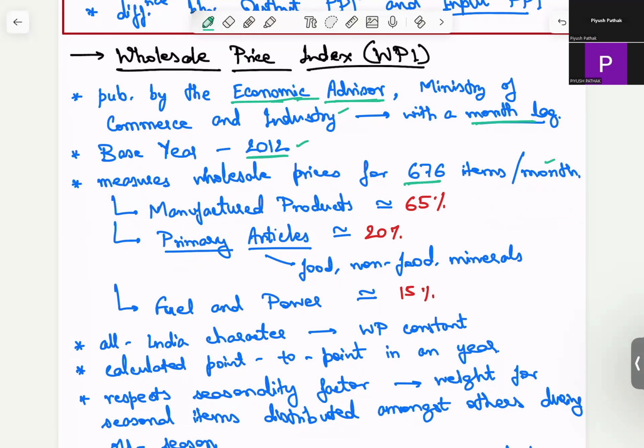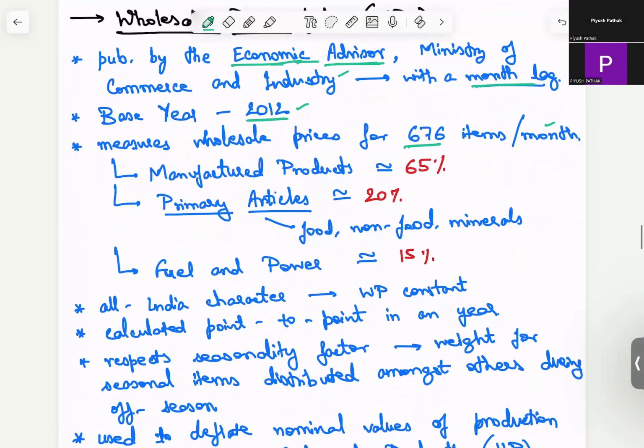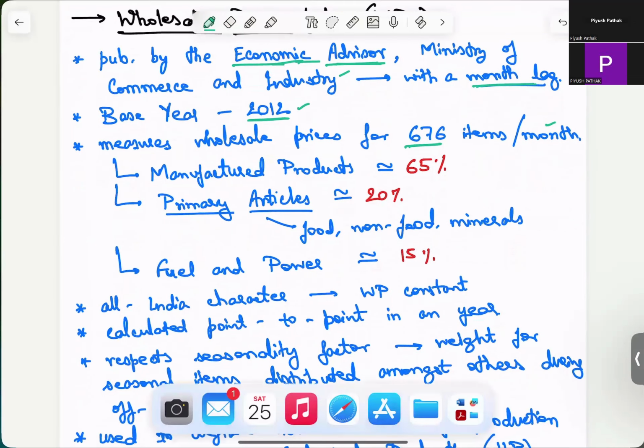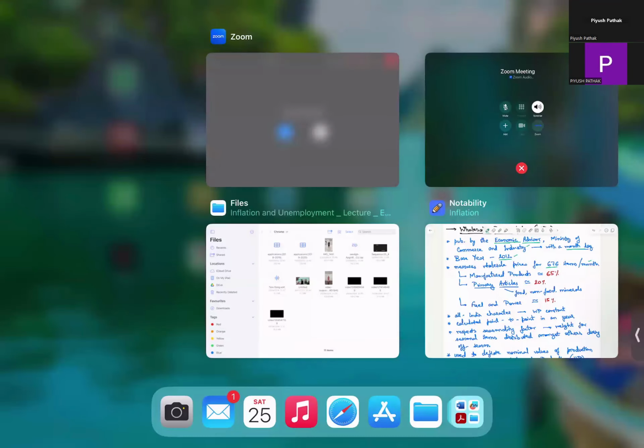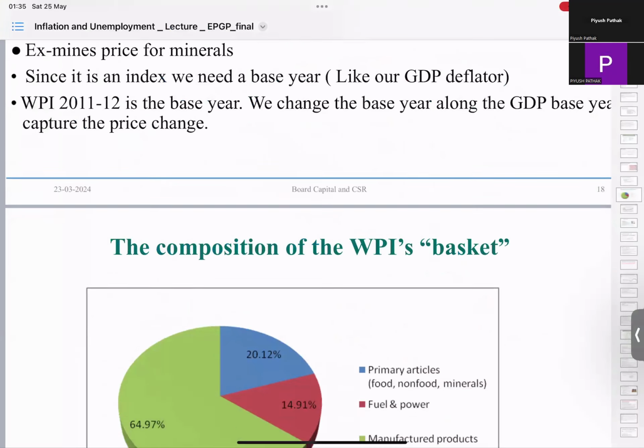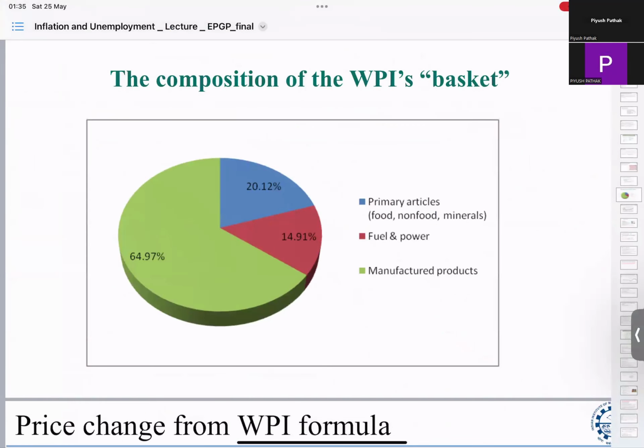Okay. There are three main categories here. And if you check this presentation by sir, I think, yeah, this one. So he has mentioned the representative basket. So you can see that almost 65% of this, and these numbers have changed, but the numbers are not important. You just need to know that the primary constituent of this is food, non-food, and minerals.